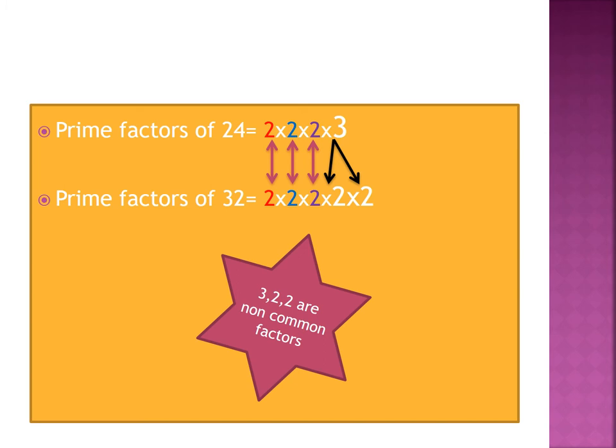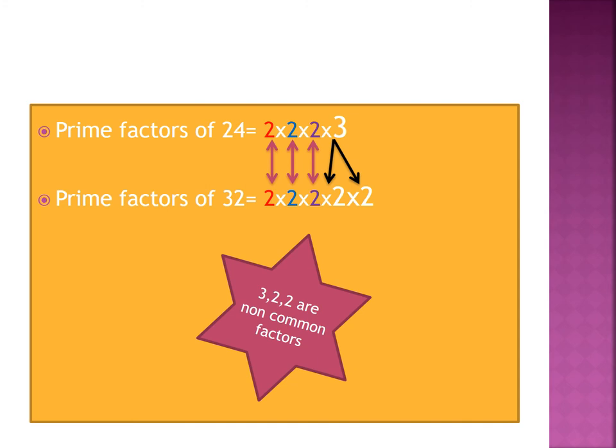You have to find out the common factors. So what are the common factors? The factors which repeat in the prime factors of both numbers. Let's see. Consider number two. Can it appear in 32? Yes. So 2 in red, I marked as a common factor with the help of an arrow. The arrow will help you to find the common factors.